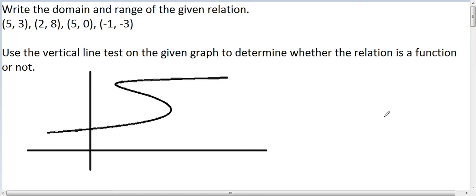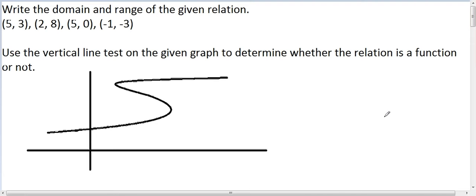We are frequently interested in a special type of relation called a function. Functions are relations with the property that for all the x-coordinates in the domain, either there is only one corresponding y-coordinate in the relation or none at all.